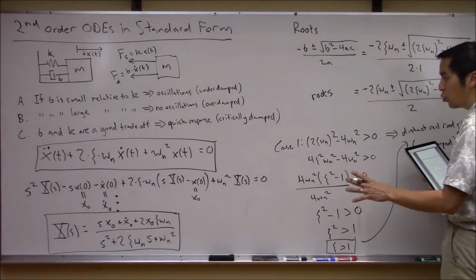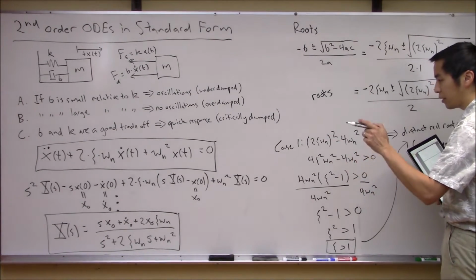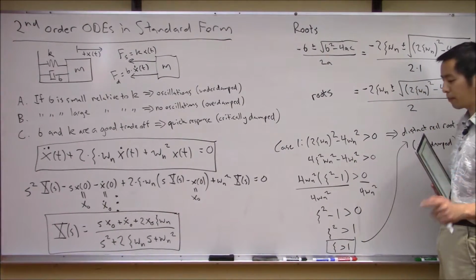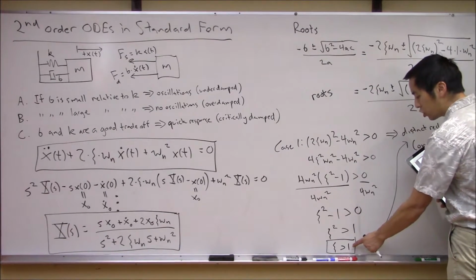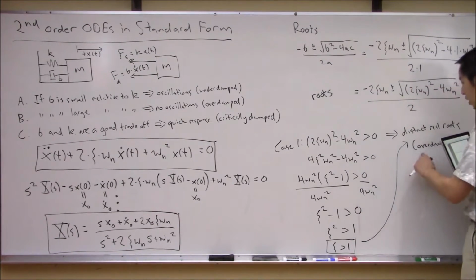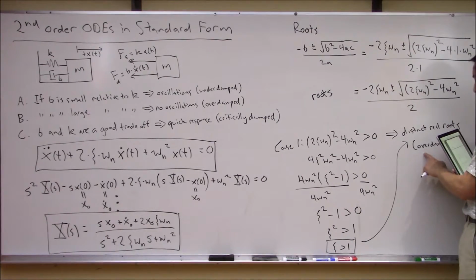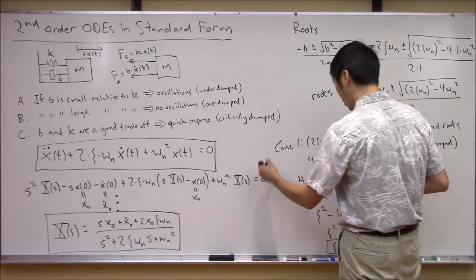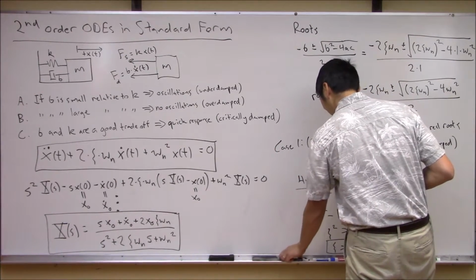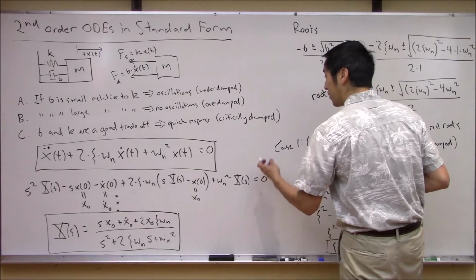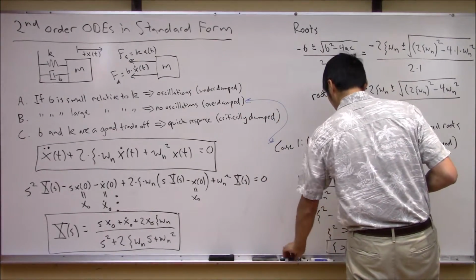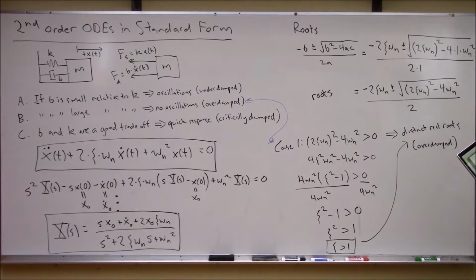What's so cool about standard second order form differential equations is this damping ratio, zeta, tells you all that right off the bat. The second you know zeta, you just check: is it greater than 1? If it's greater than 1, awesome. You've got distinct real roots, you've got an overdamped case. Here we go, bam, overdamped. So the damping ratio tells you everything.